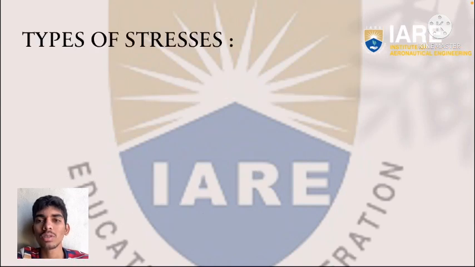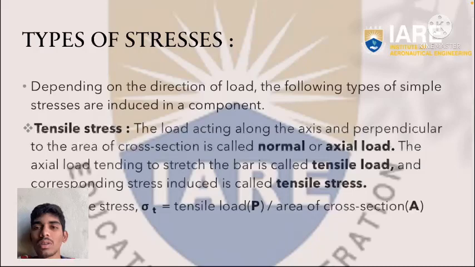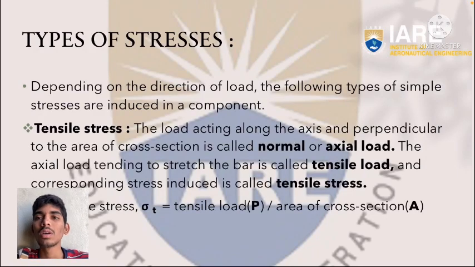Types of stresses. The stresses are classified into three types depending upon the direction of load, and the following types of simple stresses are induced in a component. Tensile stress: the load acting along the axis and perpendicular to the area of cross section is called normal or axial load. The axial load tending to stretch the bar is called tensile load, and the corresponding stress induced is called tensile stress, where tensile stress is denoted by sigma T equals tensile load P by area of cross section A.